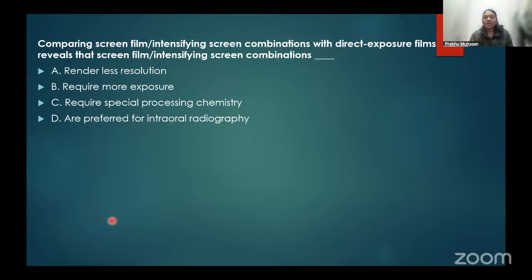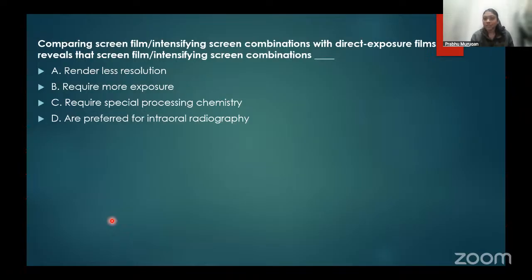Second thing, it definitely does not require any kind of special processing techniques. Third one, it is not preferred for intraoral radiography because of reason A only. Okay, it renders less resolution. That is why we don't use it in intraoral radiography. Apart from that, there is minimum exposure only. That is why we don't use it in intraoral radiography.